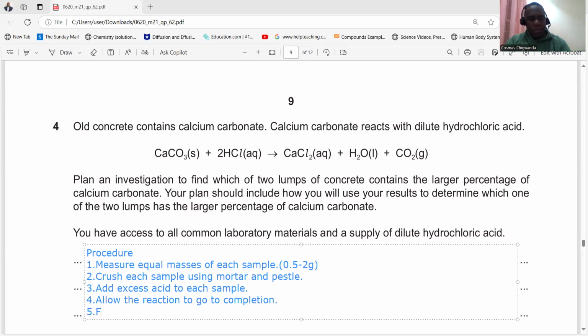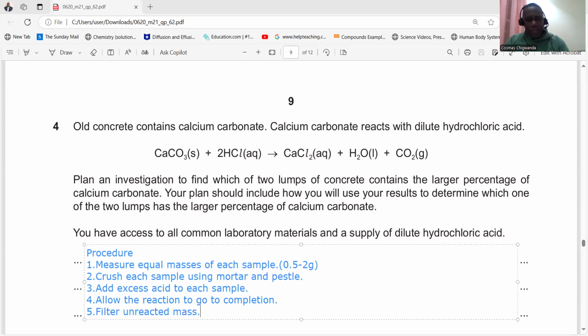All right, and then what you do, you filter the unreacted mass. Like I mentioned in the beginning, concrete is an aggregate of a lot of substances. There will be sand, there will be some stones, which we have also crushed. So when we do the reaction, obviously we're going to have a solution of calcium chloride, which is aqueous. Carbon dioxide is gone into the atmosphere, and we also have water. So these two will be forming our filtrate, but we have now unreacted material. So this is what we are saying, that we filter the unreacted mass.